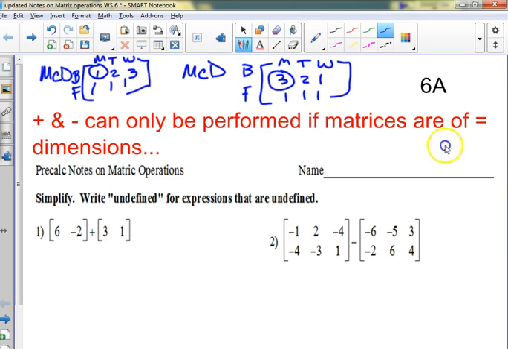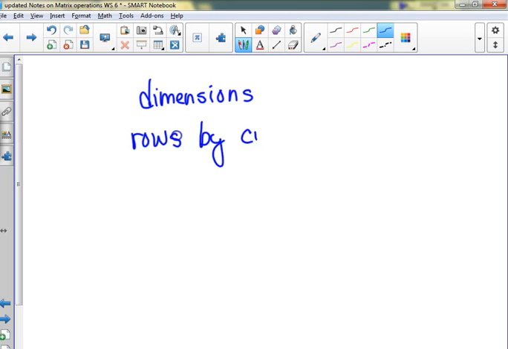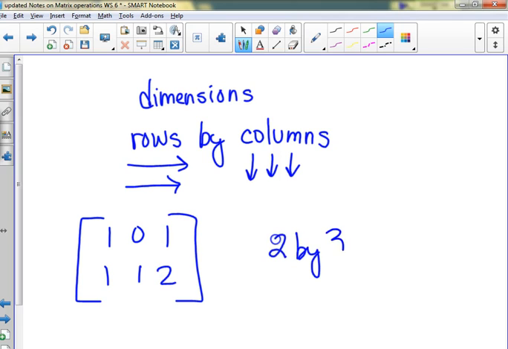But to start out with, what we need to be able to determine is what's called the dimensions of a matrix. The dimensions of a matrix are the number of rows by the number of columns. Now, rows go across and columns go up and down. Everybody okay with that? So if I have this matrix, it is 2 rows by 3 columns. Do you understand that? 2 across and 3 up and down. Okay?